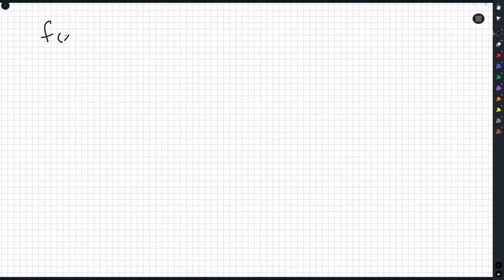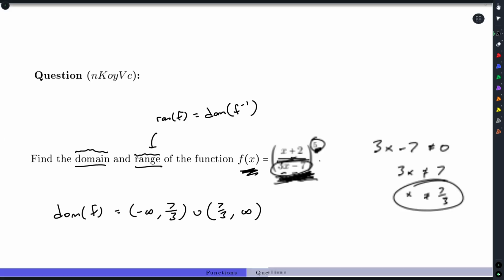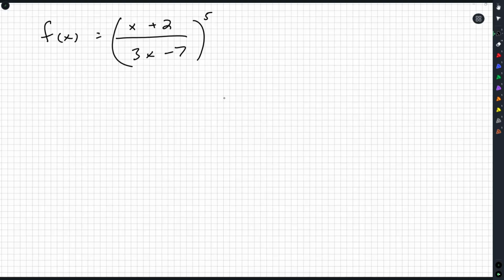So we're going to copy our function down. It's taking me a little bit of back and forth here. It's x plus 2 over 3x minus 7, because we just solved it, and then to the power 5. Let's just double check. Always want to double check when we move over to scrap paper so that we're not doing the wrong question. Yeah, x plus 2. Okay, good. So I am going to find the inverse of this function.